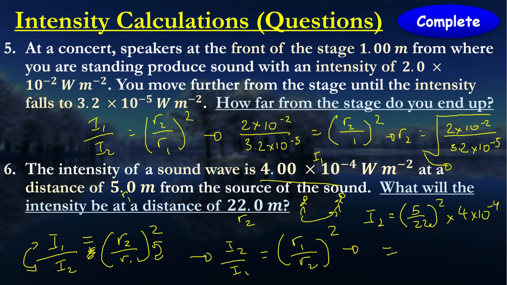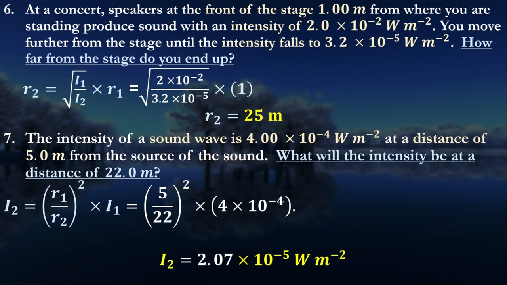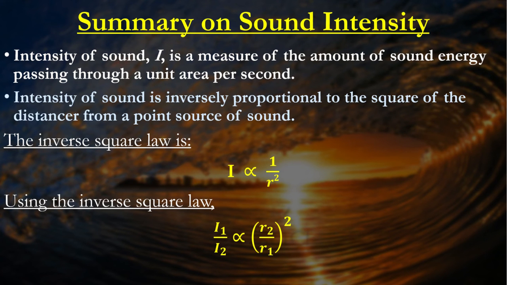Let's look at it, I'll write the answers down. The radius that we have here is about 25 meters. And the intensity that we have here is 2.07 times 10 to the minus 5 watts per meter squared, or you can write it as watts meter to the power negative 2 as well. So that gives us an idea of what the intensity of sound is.